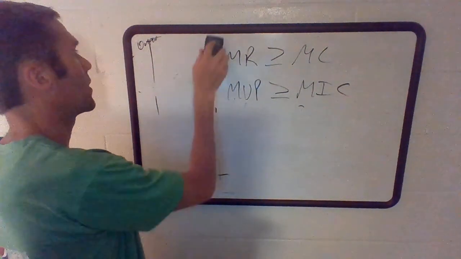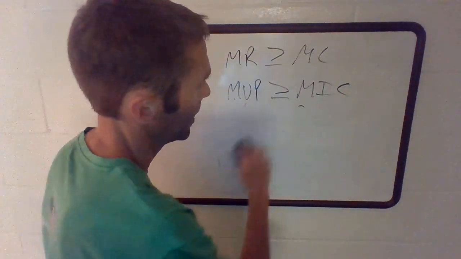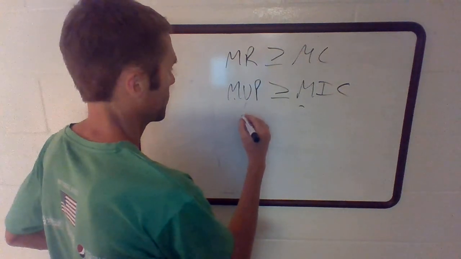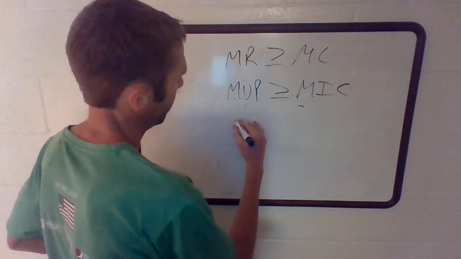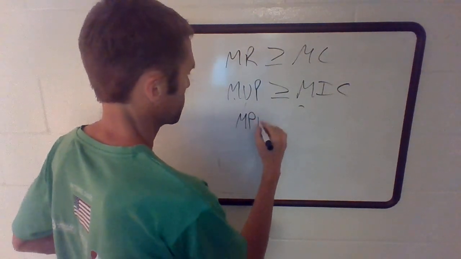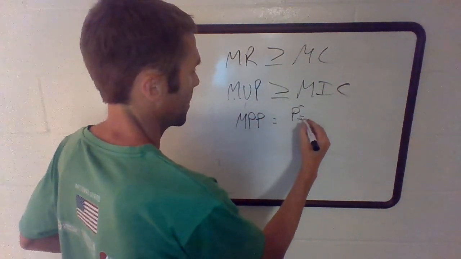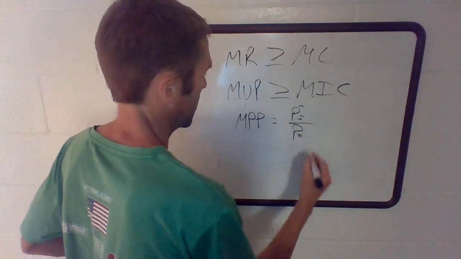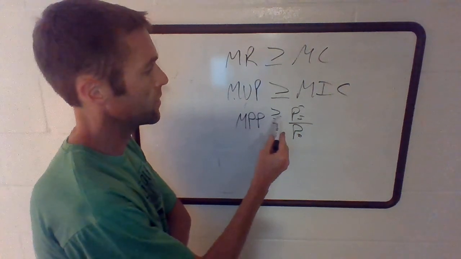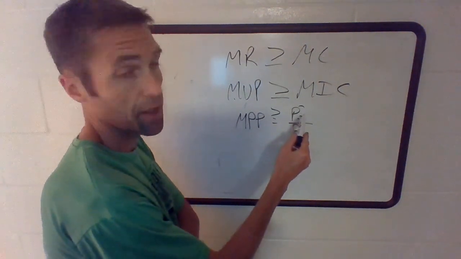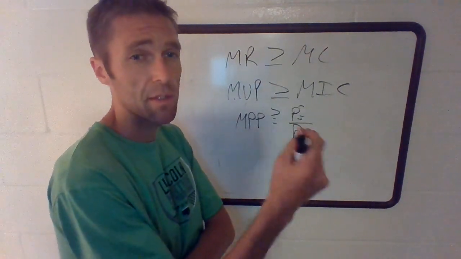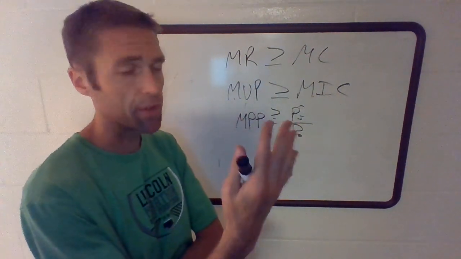But then we have a third rule. And that third rule is that as long as my marginal physical product is greater than or equal to the price of the input divided by the price of the output. So think about how this makes some actual sense.